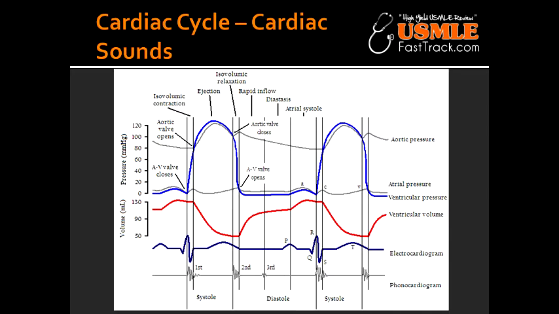What is the S2 heart sound? S2 heart sound is the aortic and the pulmonary valve closure. It's the loudest at the left sternal border. What is the S3 heart sound? The S3 heart sound is an abnormal heart sound. It happens in early diastole during rapid ventricular filling phase, and it's associated with increase in filling pressure.